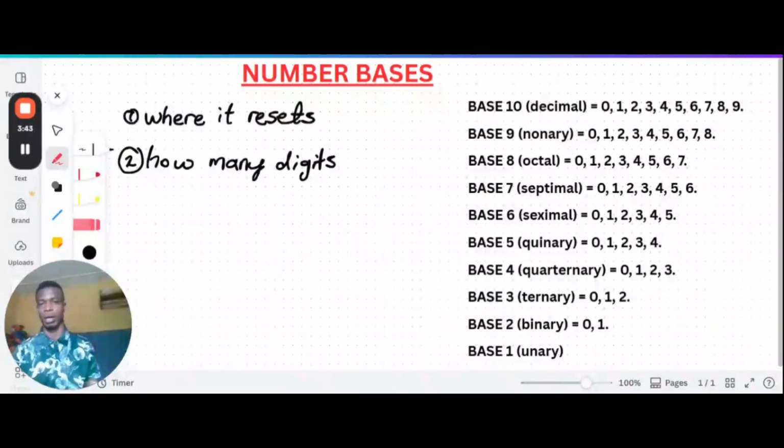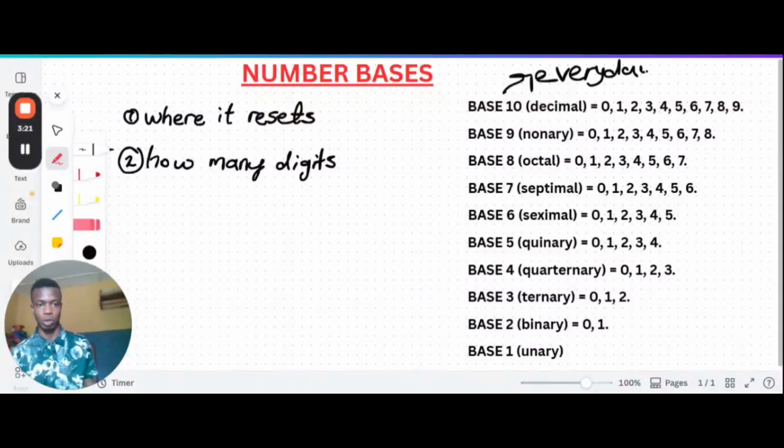Base 2 is binary. There are only 2 digits in base 2, 0 and 1. No more than 2 digits. Base 3, there are only 3 digits, 0, 1 and 2. Base 9, there are only 9 digits from 0 to 8. And base 10, there are only 10 digits from 0 to 9. Now base 10, this is what we use in everyday life. Okay? So I'm going to use base 10 to illustrate how number bases work.